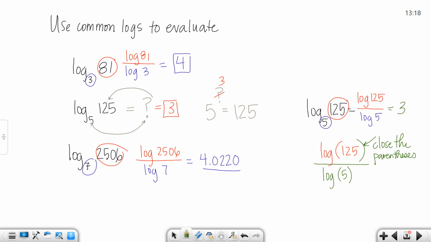Okay, so let's go to the 81 one. So you're going to hit log, L-O-G, 81, close your parenthesis, divided by log 3, close your parenthesis, equals. So for your last one, you're going to hit log 2506, close your parenthesis, divided by log 7, close your parenthesis, equals 4.0220 when it rounds. And that's what you got.